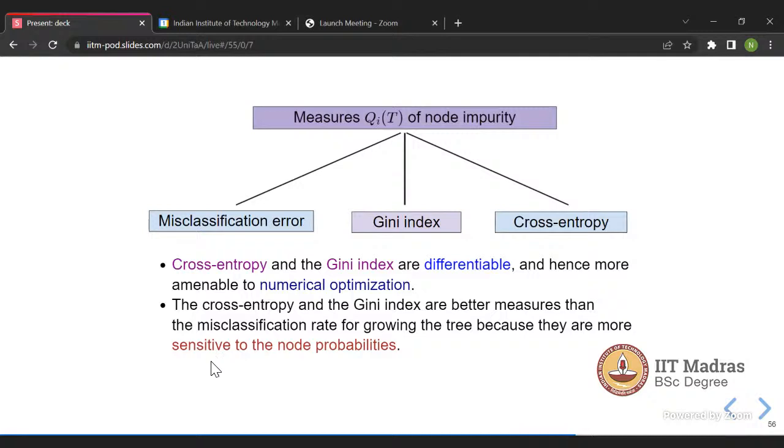What I mean by sensitive is, if we change the node probabilities, then the change in misclassification rate will be higher than for the cross entropy and Gini index. They will not change by much of a factor, but the misclassification error can change by a huge factor. That's why cross entropy and Gini index are better measures.